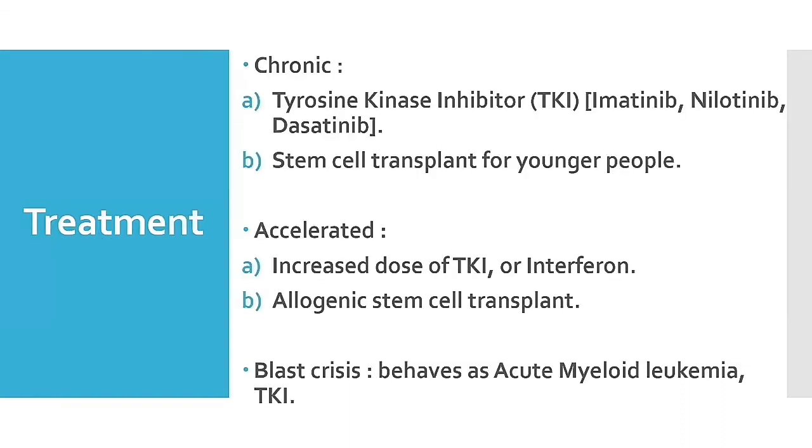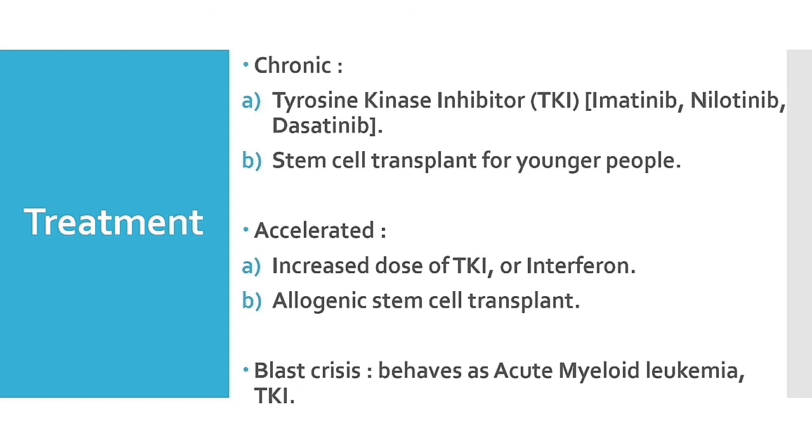Now coming to the treatment. One with chronic myeloid leukemia can be given certain kinds of tyrosine kinase inhibitor, TKI, and there are a number of tyrosine kinase inhibitors available, that is imatinib, nilotinib and dasatinib. Among them, imatinib is the most common type of tyrosine kinase inhibitor given to patients. Now younger people can also be treated with stem cell transplantation.